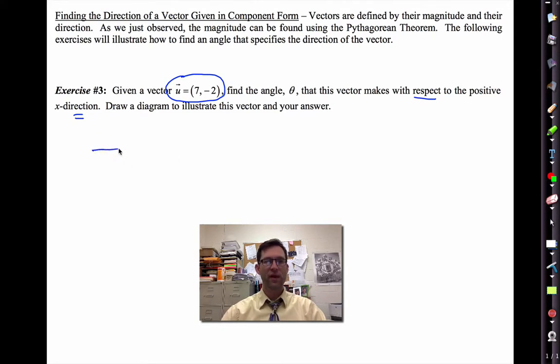All right, let's draw it. So this vector is composed of adding 2 vectors, one that has a length of 7, one that has a length of 2, and again, I'll draw my overall vector in red.